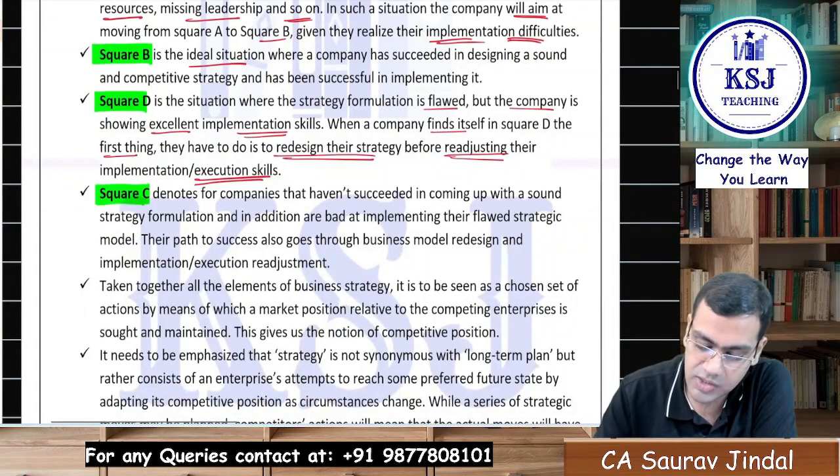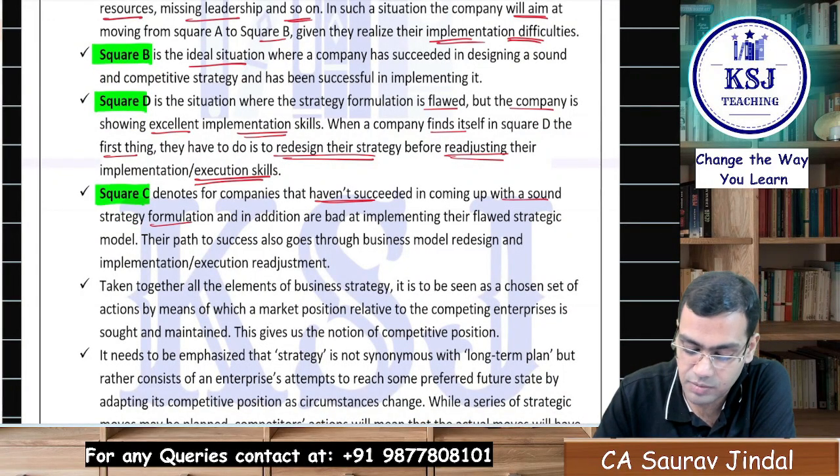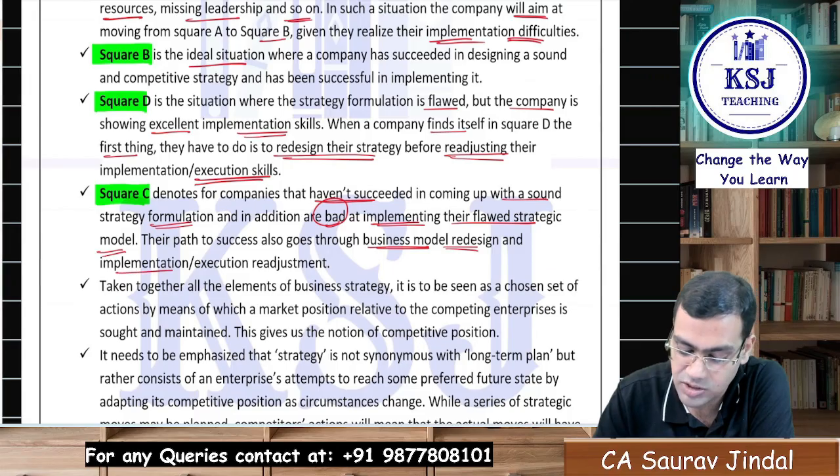Square C denotes the companies that haven't succeeded in coming up with a sound strategy formulation and in addition are bad at implementing their flawed strategic model. Their path to success also goes through business model redesign and implementation or execution readjustment.